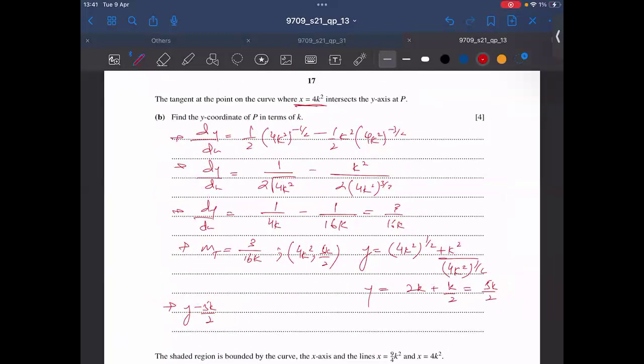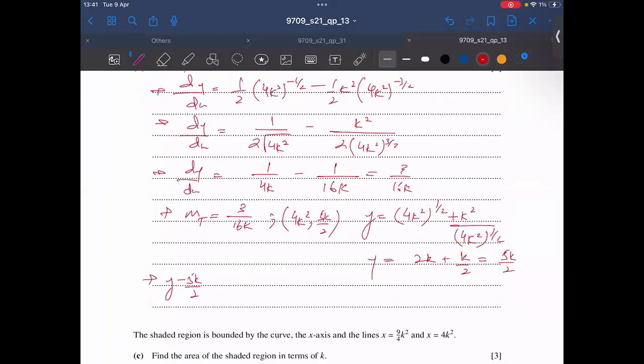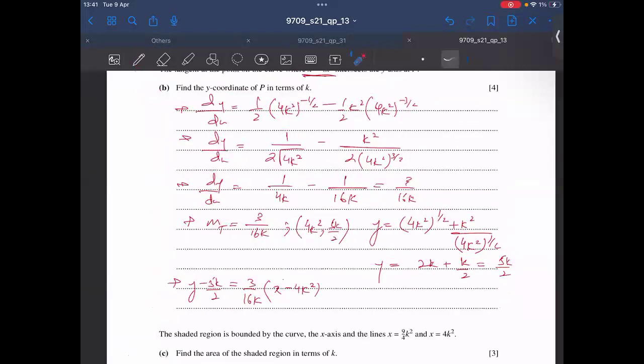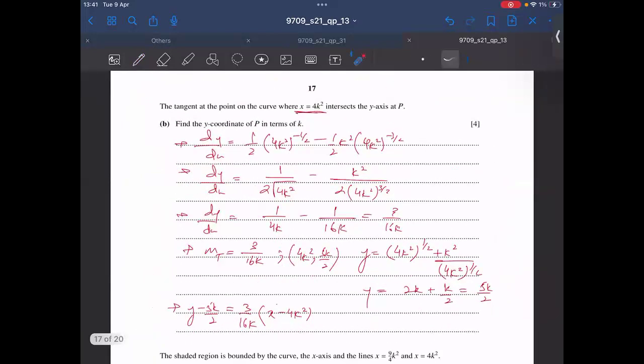No, we're supposed to find the y coordinate of p in terms of k. Okay. फिर ग्रेडियंट को फाइंड किया. We need to first find out the equation. So it's going to be y minus 5k over 2 equals to 3 over 16k. सर यही y कोऑर्डिनेट नहीं है 5k over 2? No, that is not the y coordinate of P. This is the y coordinate of the point at which the x is 4k square.